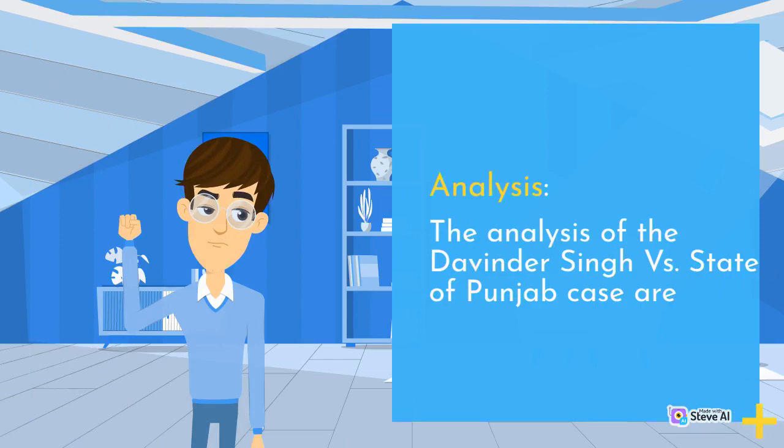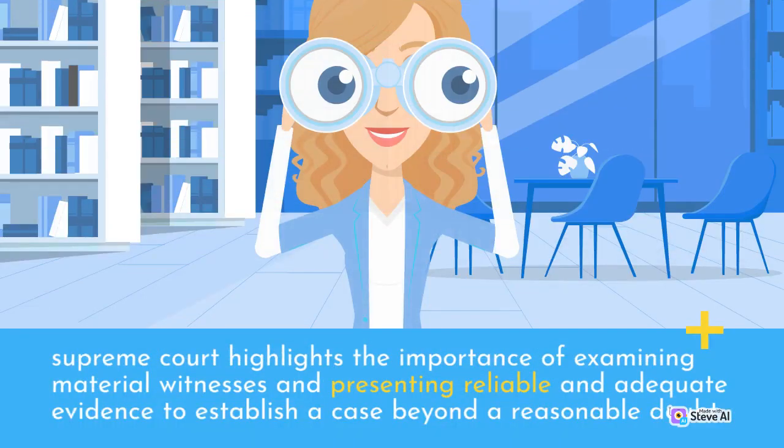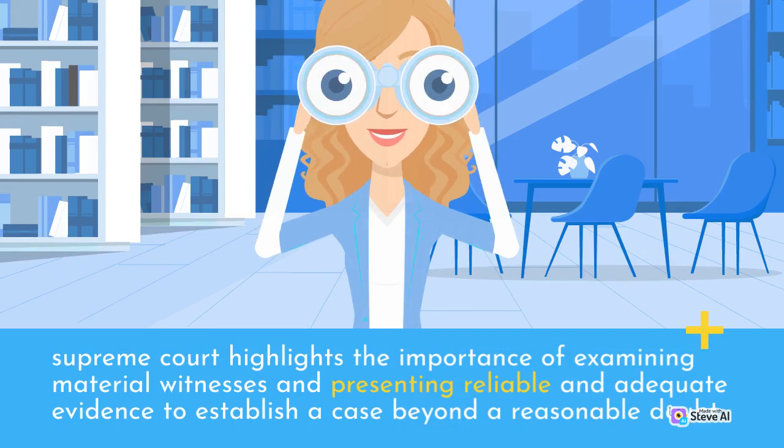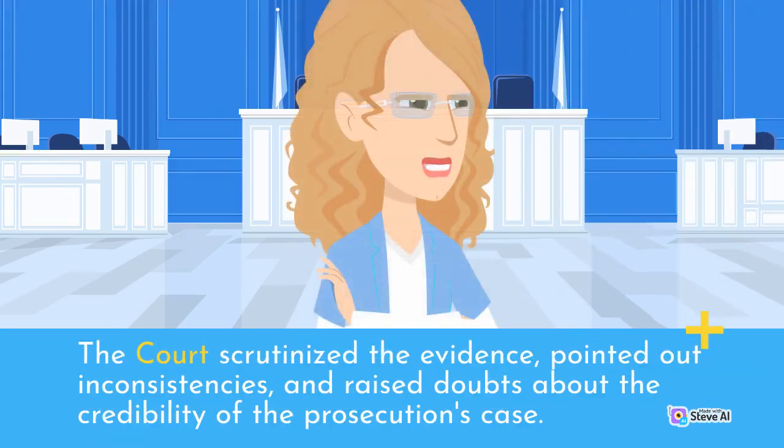Analysis. The analysis of the Davinder Singh vs State of Punjab case is as follows. The Supreme Court highlights the importance of examining material witnesses and presenting reliable and adequate evidence to establish a case beyond a reasonable doubt. The court scrutinized the evidence, pointed out inconsistencies, and raised doubts about the credibility of the prosecution's case.